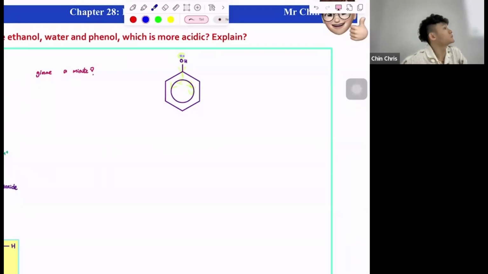How do you know what? In your entire syllabus, EDG: alkyl groups, or the CH3, C2H5, C3H7, they are always an EDG. Understand? So remember, EDG is always an alkyl group. Methyl, ethyl, propyl, butyl, those are EDG.